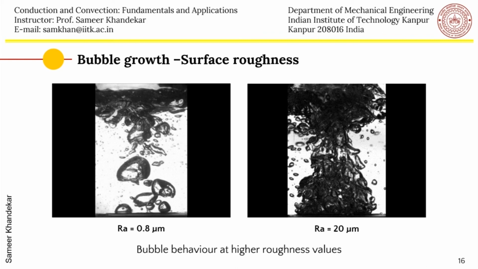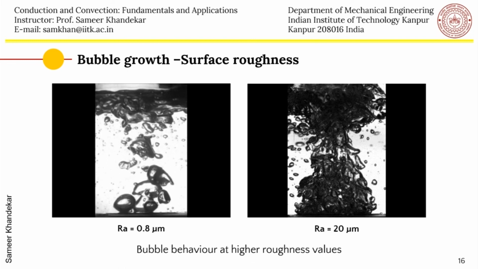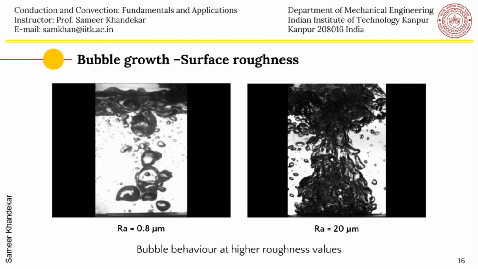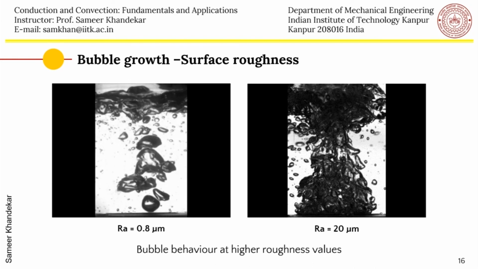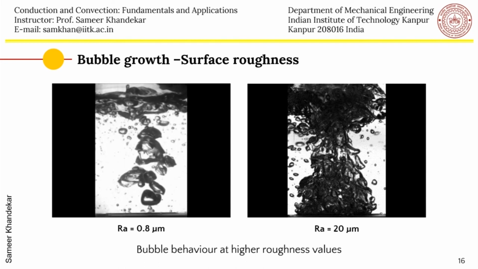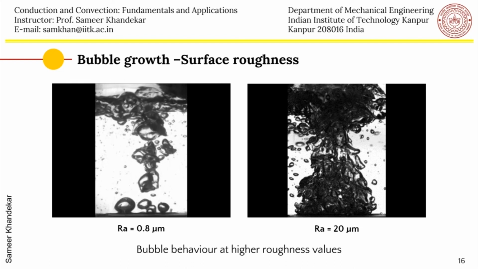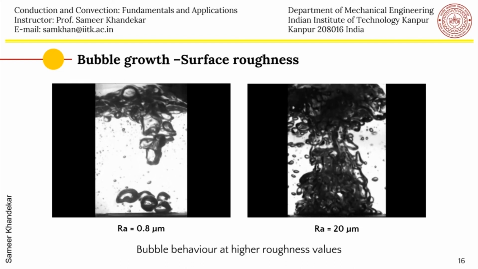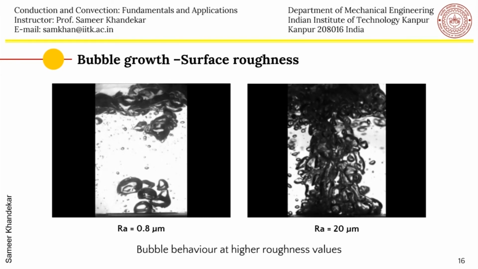nucleation sites. And if you increase the roughness still further, you can see a lot of bubbles. In fact, now it is very difficult to make out individual bubbles. The nucleation sites are quite large in number because of the higher roughness of the surface, and you can see now fully developed nucleate pool boiling taking place on these surfaces.